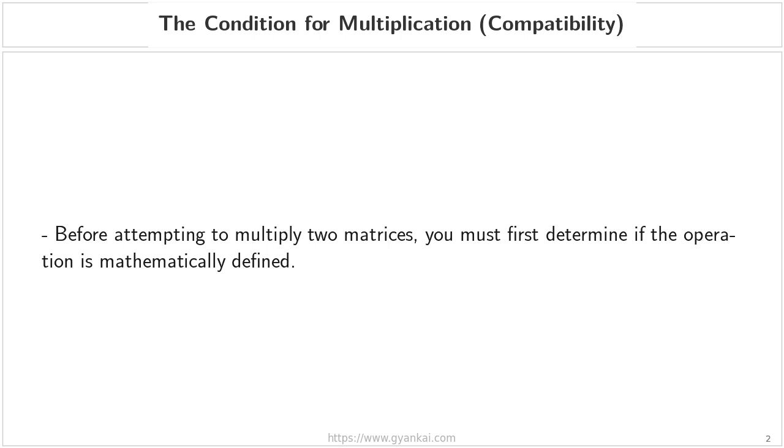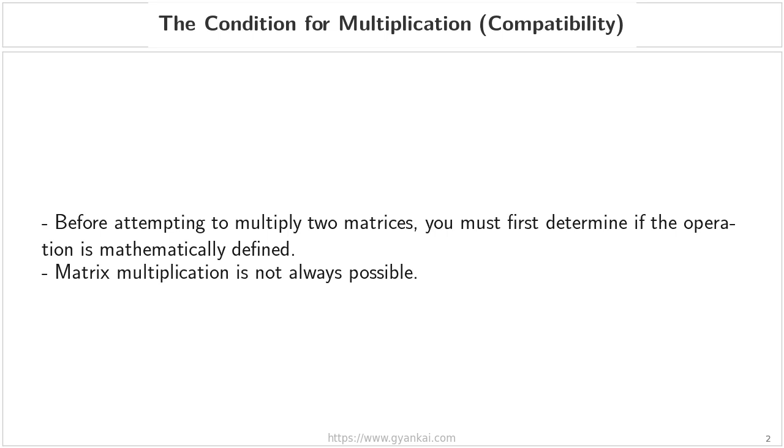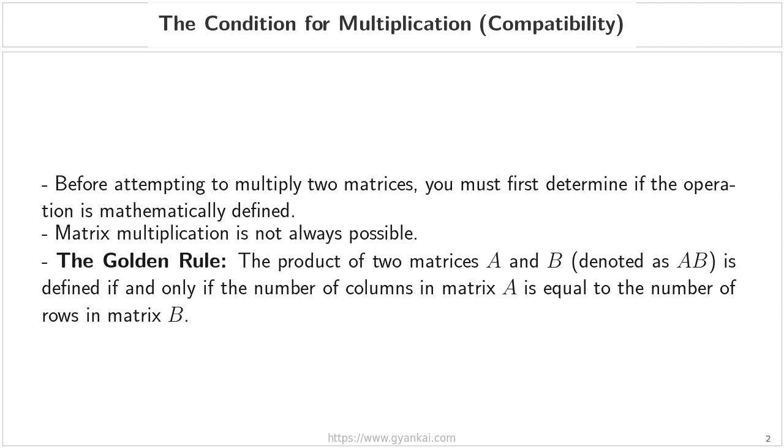The condition for multiplication, compatibility. Now that we have established that matrix multiplication is a more complex process than simple addition, we must address a critical prerequisite. Before you attempt to multiply two matrices, you must first determine if the operation is mathematically defined. It is important to understand that, unlike addition, matrix multiplication is not always possible. This leads us to what I call the golden rule of matrix multiplication.